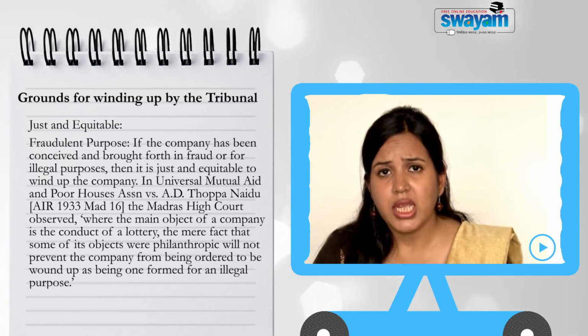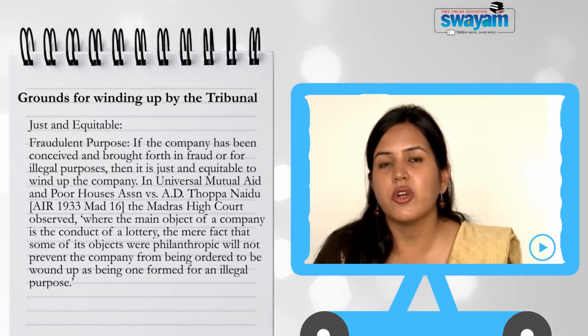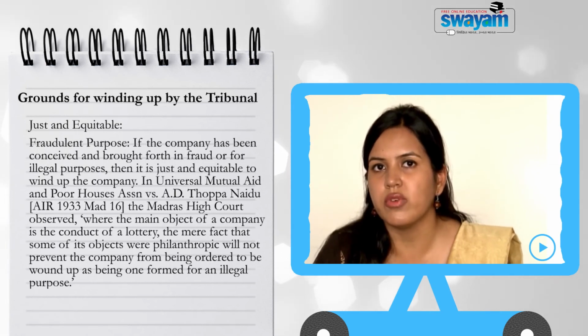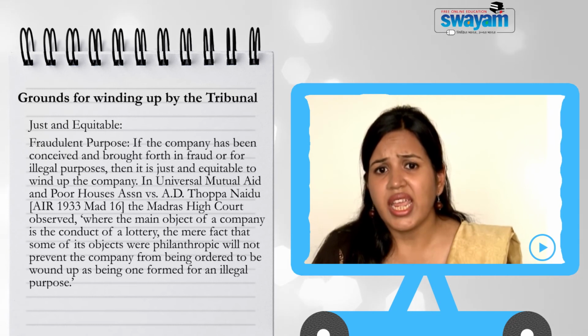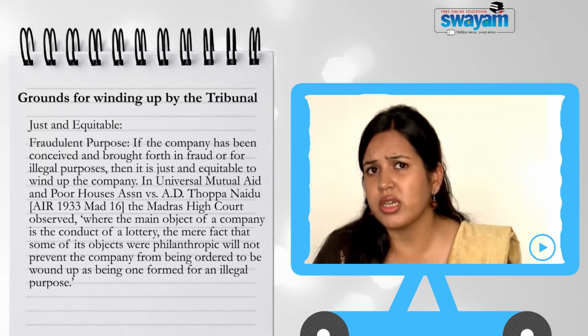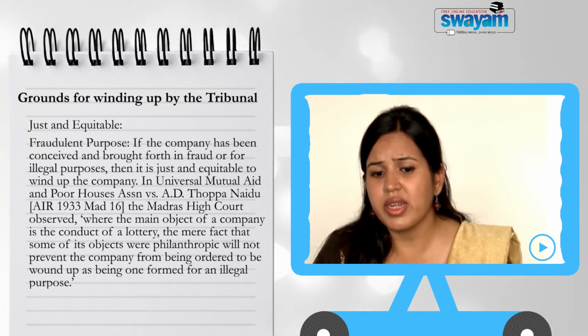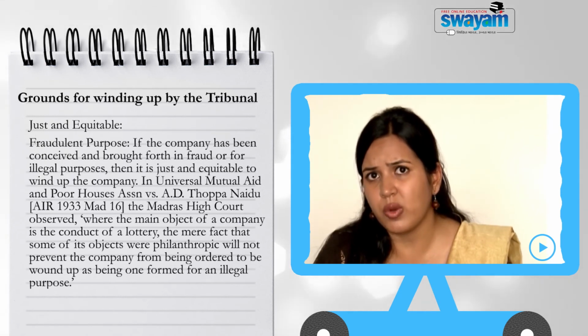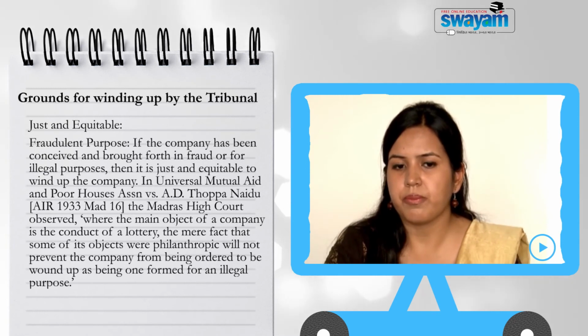So, if a company is formed for illegal purposes, whose main or basic objects are illegal or unlawful, then in such a case any philanthropic activity will not prevent the company from being ordered to be wound up. So, these were the basic grounds on the basis of which compulsory winding up can take place.